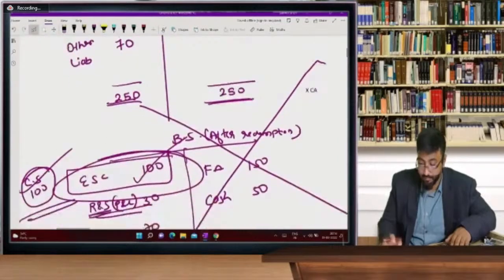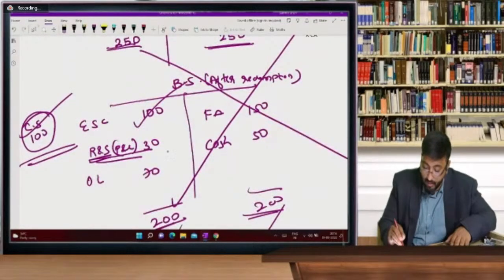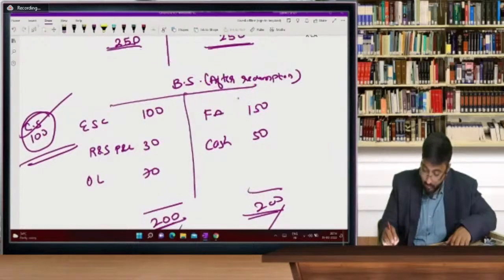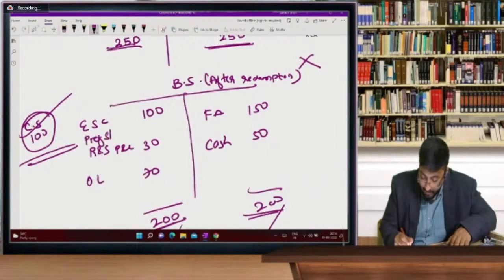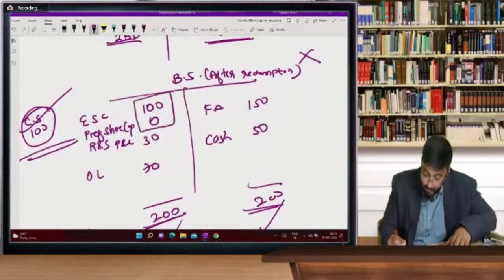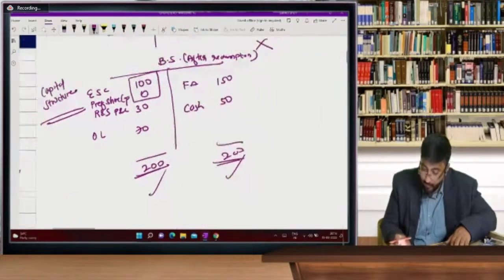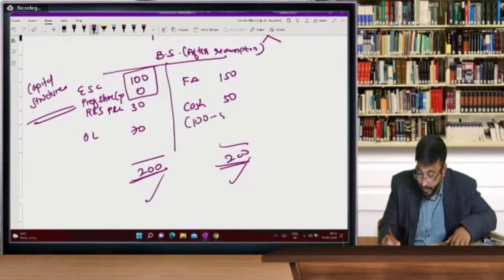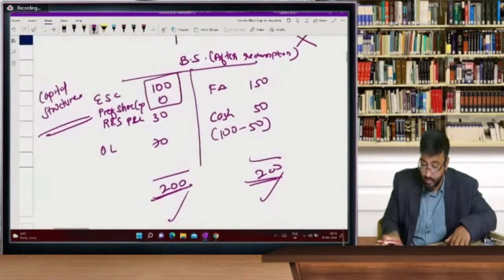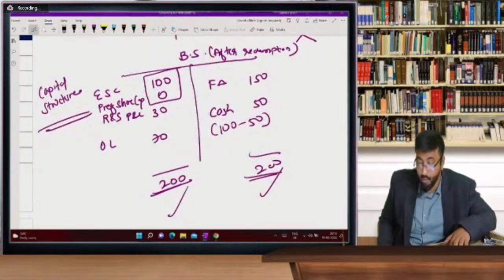Okay. Now balance sheet after redemption. But this is wrong. Preference share capital 0. Capital structure 100. And cash balance 100 minus 50. Write down over number 2.